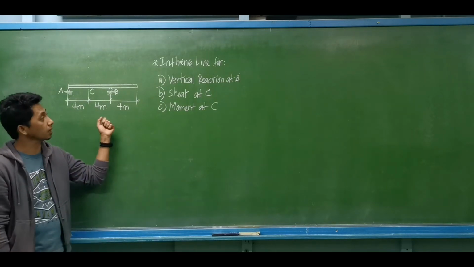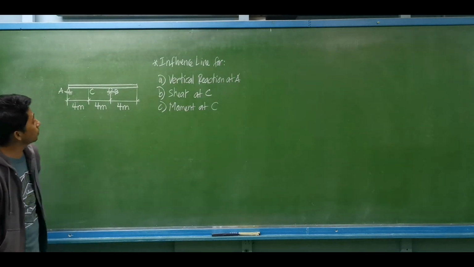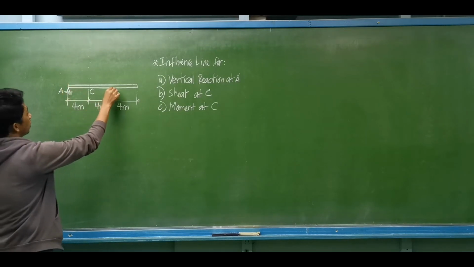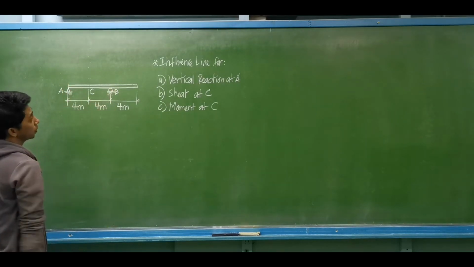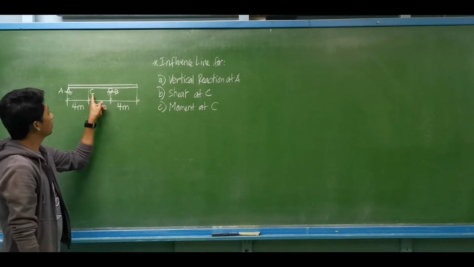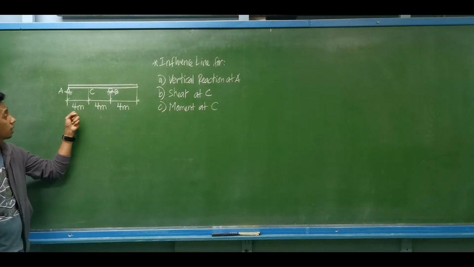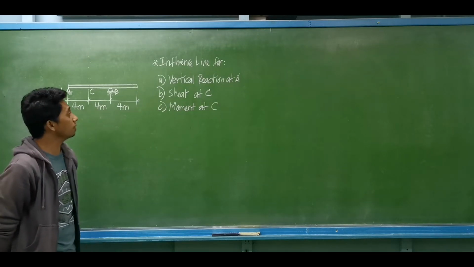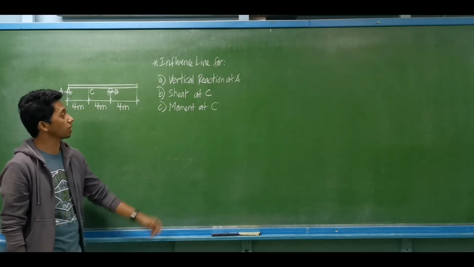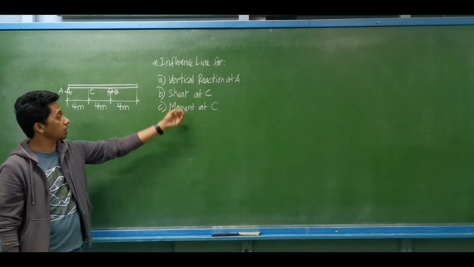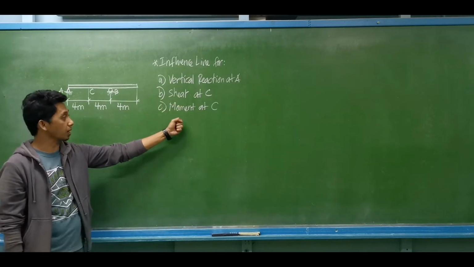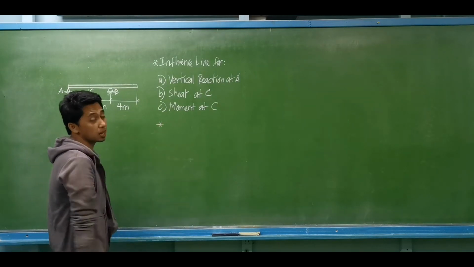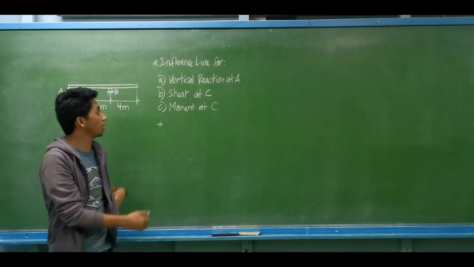So let's have an example. For this beam, we have a simple support A, which is a hinge, and a roller support B. Then we have a point C somewhere between A and B. Let's say we are required the influence line for the vertical reaction at A, the shear at C, and the moment at C. So how do we start the analysis? I have to construct the influence line of the following.